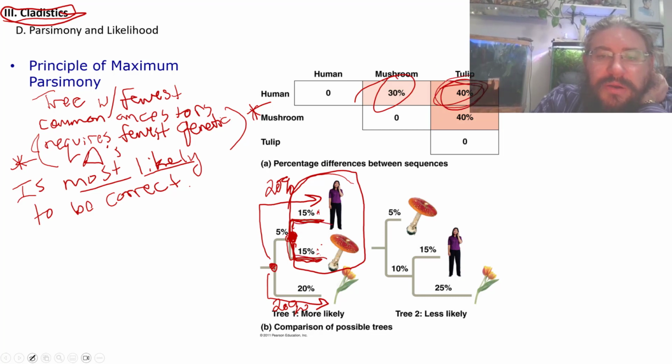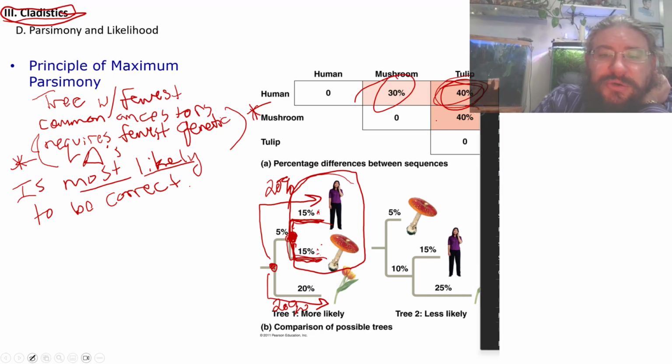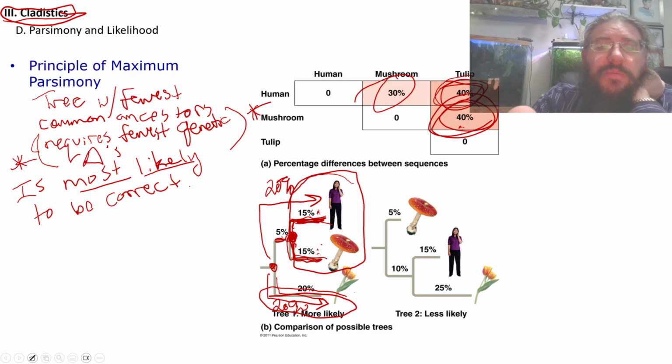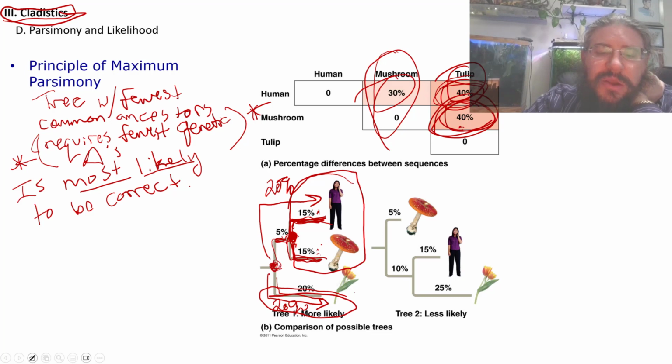And then, because there's more genetic differences between humans and tulips, we'd consider them to be less related. And when we look at mushrooms and tulips, we find also a 40% difference. So when we look at humans, the sum going back to our node has to be 20%, because the branch leading to our tulip is also 20%, which sums to 40. And the branch leading from the mushroom also has to sum to 20%. So, being that humans and mushrooms are less different than humans and tulips and mushrooms and tulips, we create a tree in which they are closer together. They share a more recent common ancestor, and we go back further to get the node that gives us tulips.